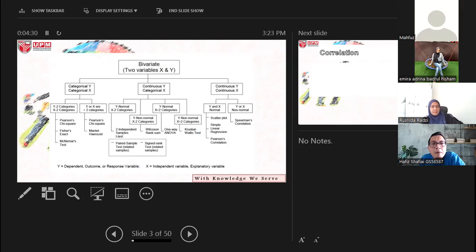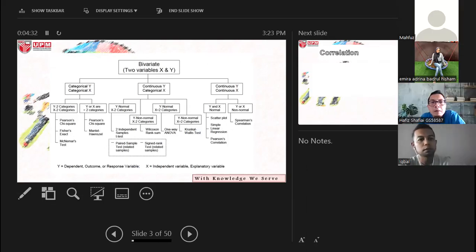So if your IV and DV are normal, then you can run the scatter plot analysis, or you can run the simple linear regression or Pearson product moment correlation or Spearman's correlation. But if your IV and DV are not normal, then you can run the Spearman correlation. So this is the division, or the illustration, of bivariate analysis available.